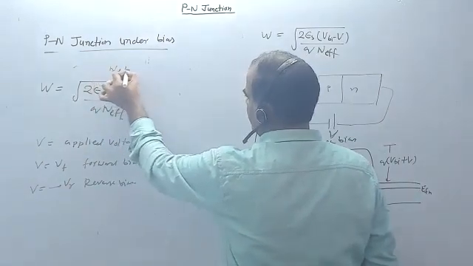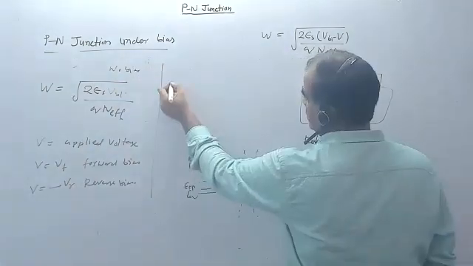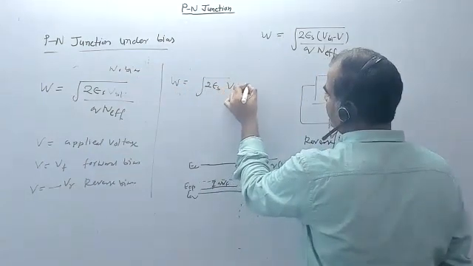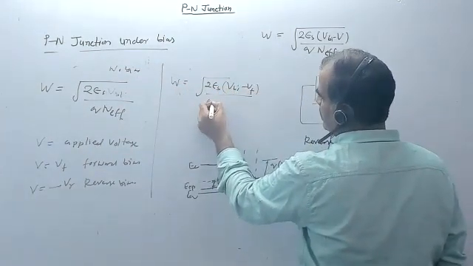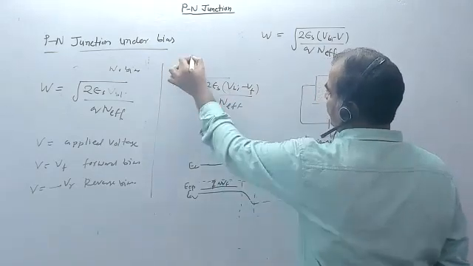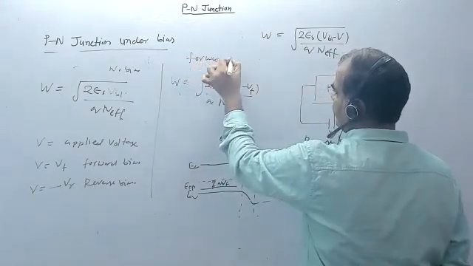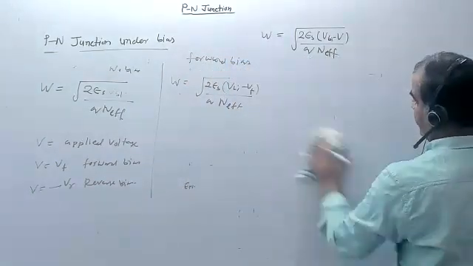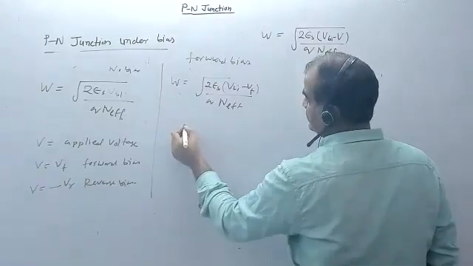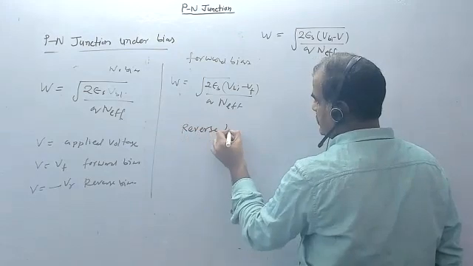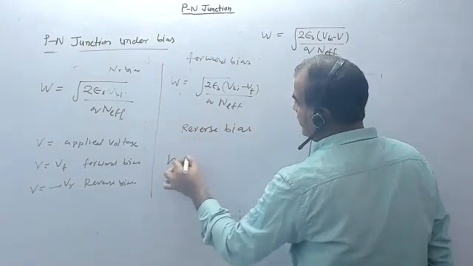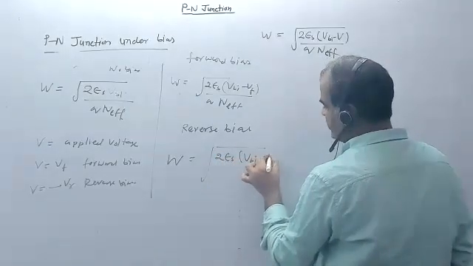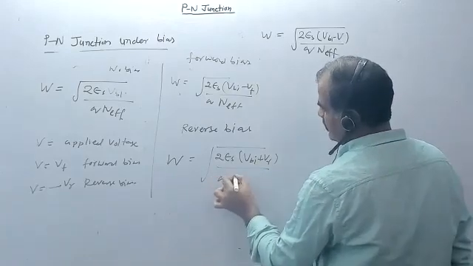Now if you want to write for forward bias, W will be 2 ES (VBI minus VF) upon Q and effective. Similarly for reverse bias, my W will be 2 ES (VBI plus VR) upon Q and effective.